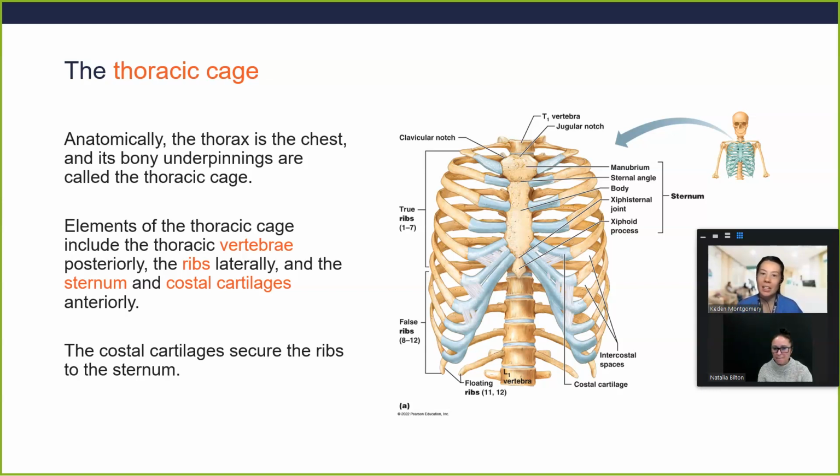The thoracic cage has such an important role in protection, obviously, because we've got some of our body's most vital organs within that cage. And so the thoracic cage, if you do have a broken rib or something, it does put us at risk of injuring our lungs, injuring our heart, and those other organs that are within the cage.